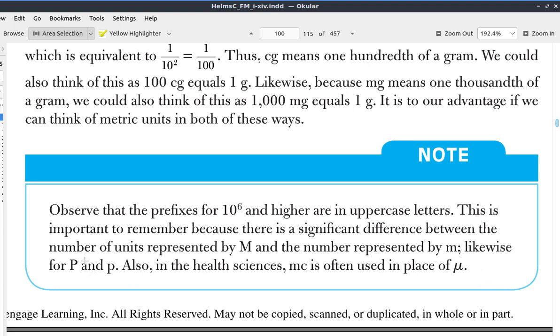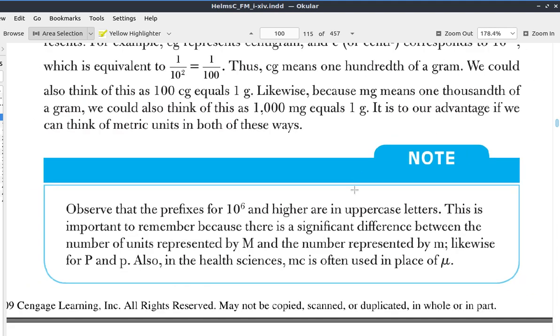So likewise for P, big P and small p. In the health sciences, mc is also used in place of micro. This Greek letter, mu, is 1 millionth of, is micro. But in the health sciences, they use mc to represent micro. 1 micrometer is 1 millionth of a meter. Alright.